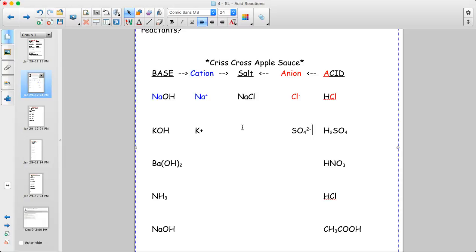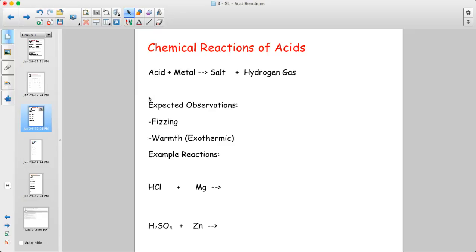And now, if we put together the salt, the one thing to remember is that when you form salts, you have to crisscross your applesauce and make sure that everything is balanced. And because K has a 1+ and this has a 2-, I'm going to need 2 of the K's to balance out the 2- charge of the SO4. And so the salt that we form is potassium sulfate, and its formula is that. So it's pretty straightforward making the salt. I'm going to leave a few more examples for class, but that's the basic premise.